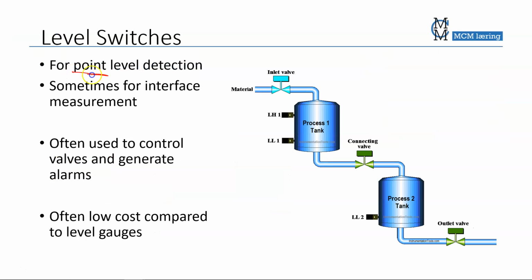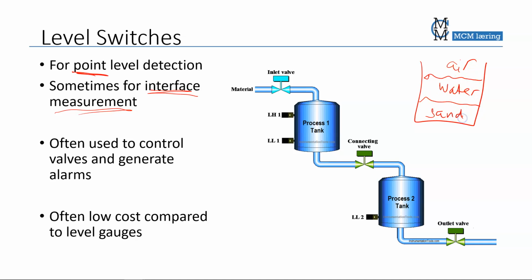So they are for so-called point level detection, and sometimes for interface measurement. An interface measurement is where you have the difference between two points in a tank, where you, for example, have the liquid level here. So you have air, water, and sand, for example, if you have sand buildup. So the point detector could detect the level here, and not detect the air-water interface, but the water-sand interface, for example.